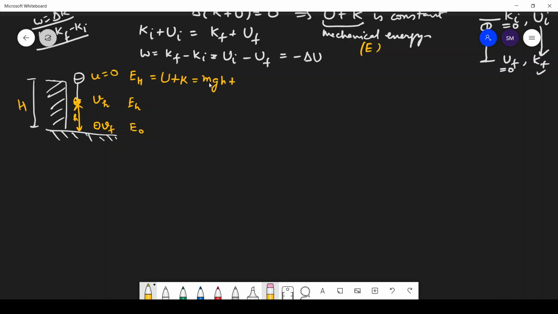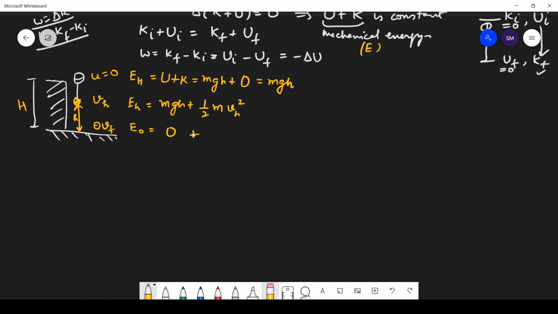mgh. What is K here? Half mv square. So velocity is 0, so kinetic energy is 0. So that's equal to mgh. Now, what is the potential energy here? mgh. What is the kinetic energy here? It has acquired the velocity v at height h, so half m vh square. Now what is the potential energy here? It is almost 0. So I am writing this potential energy plus kinetic energy.